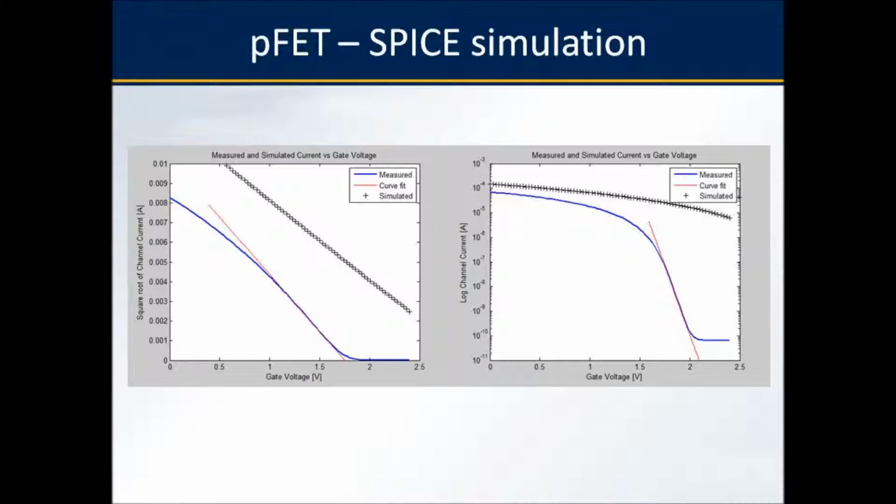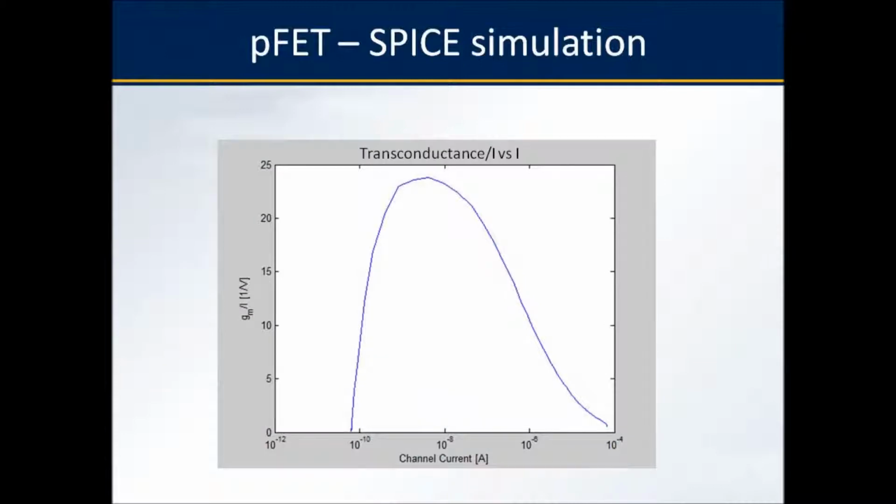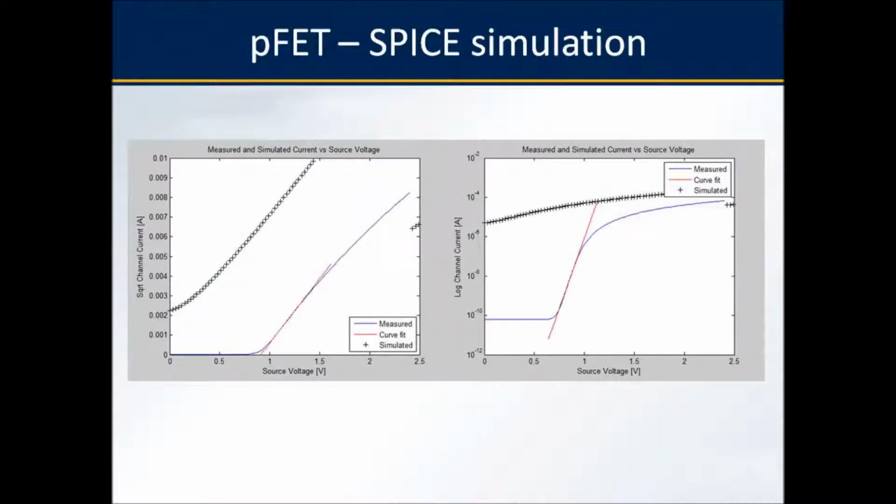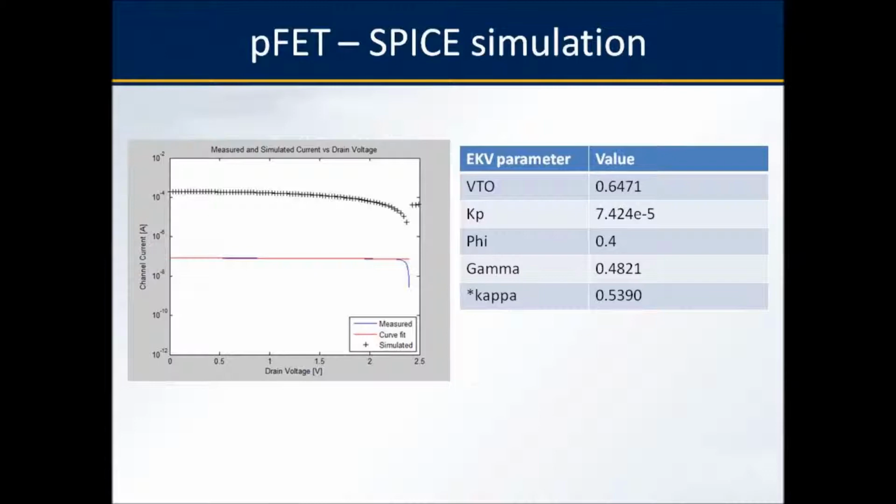This first step shows the gate sweep, in square root and log scale respectively. Again, like the NFET, here's a transconductance graph. This set shows the source sweep, and this shows the drain sweep, as well as the SPICE parameters used for this simulation.